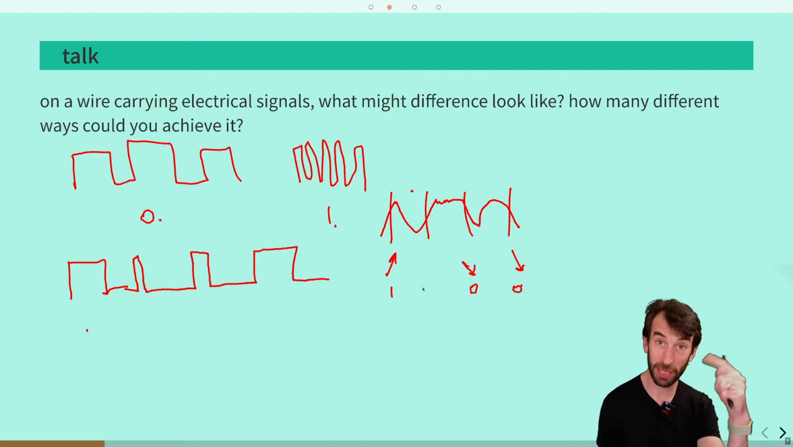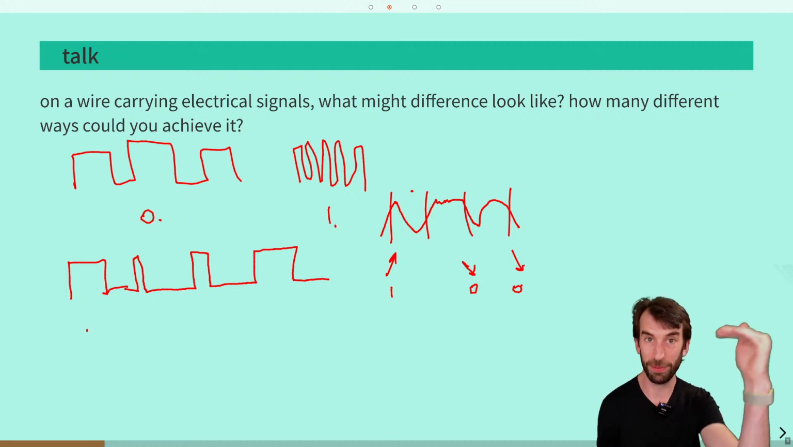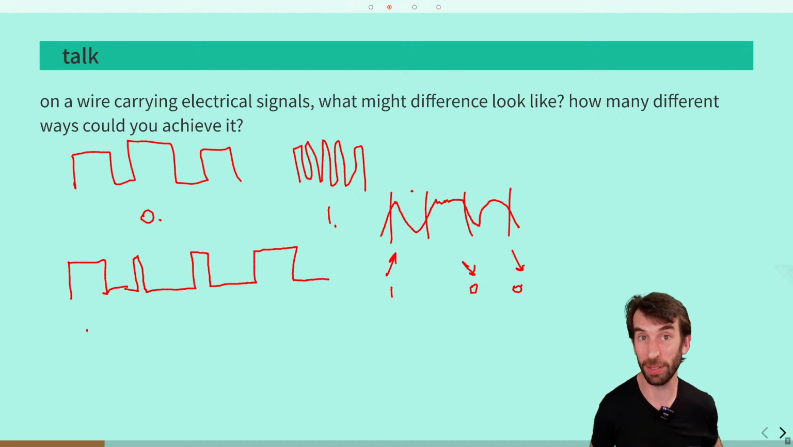So even though we've only got the capacity of moving a voltage up to the full voltage and down to 0 volts, we could have a number of different ways of expressing ones and zeros, different kinds of a difference between a Boolean number on that wire.